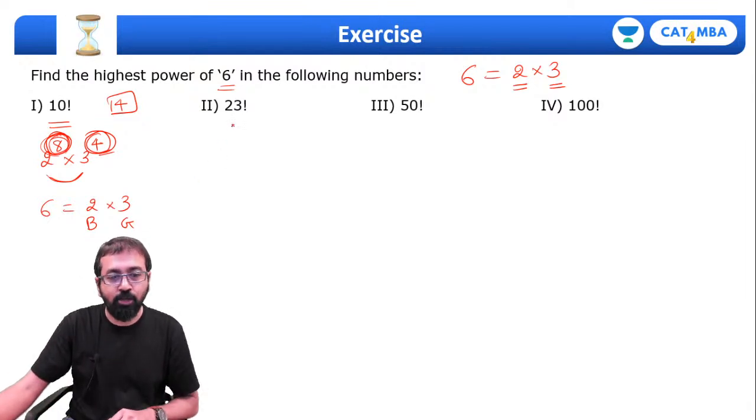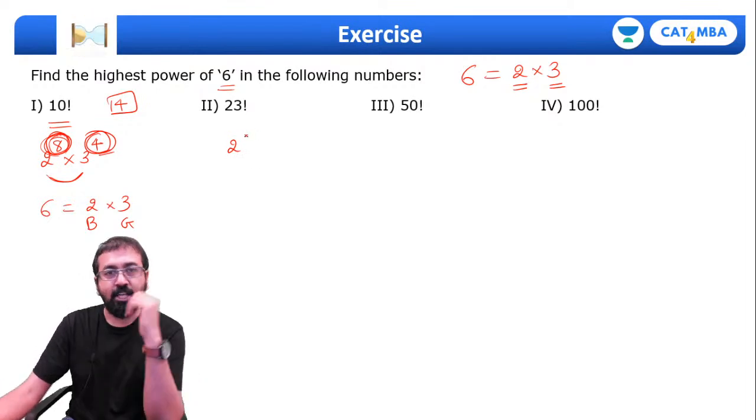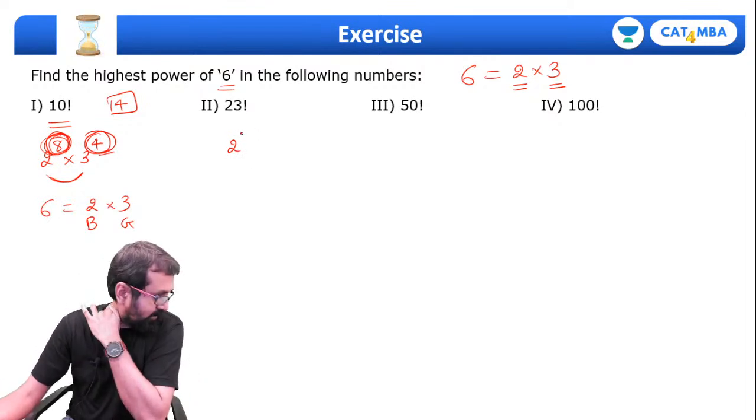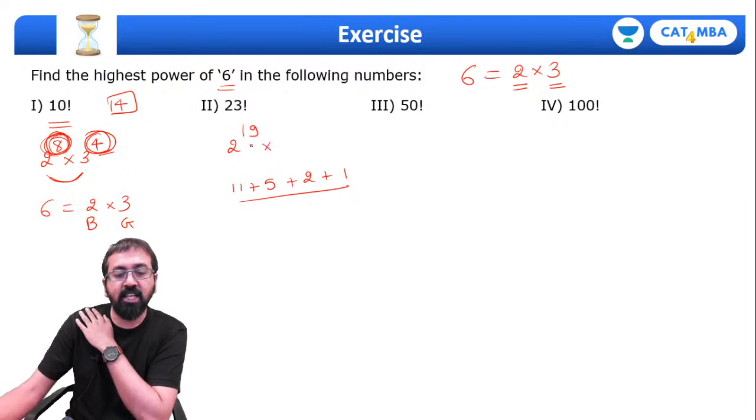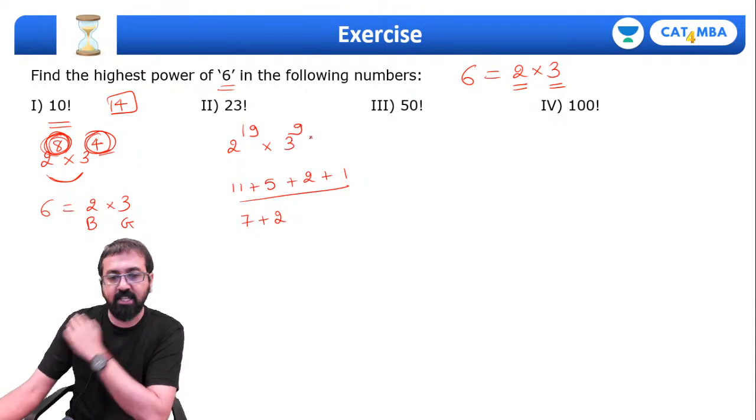In fact, if you look at 23 factorial also, what is the power of 2 in 23 factorial, guys? Can you quickly tell me? It was 11 plus 5 plus 2 plus 1. This was the power of 2 in 23 factorial. So it was 19, right? And what was the power of 3 in 23 factorial? So it was 7 plus 2, right? That is 9. So power of 3 was 9, correct?